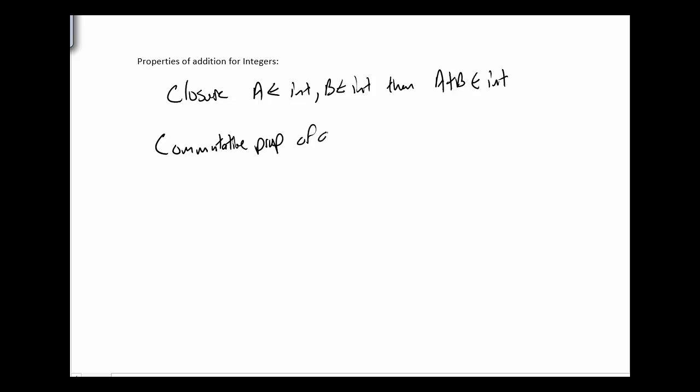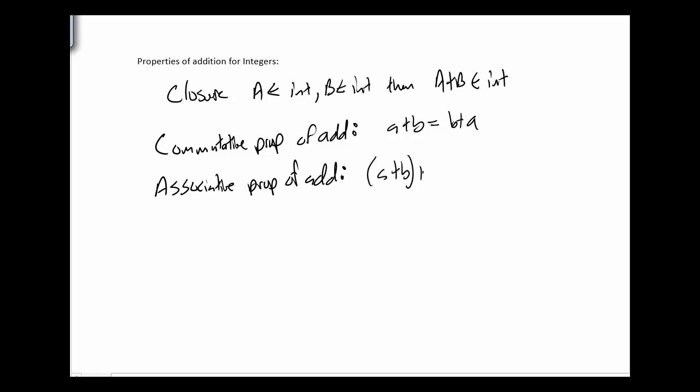Commutative property of addition says that a plus b is the same as b plus a, so I can switch the order of any two numbers I want. We also have the associative property of addition. And this is where I've got three things that I'm adding, and I can rearrange the order that I'm adding the three things. So if I have three numbers I'm adding in a row, it doesn't matter which two I start with. Just pick two, add them up, and add the third guy, and you should end up with the same sum.